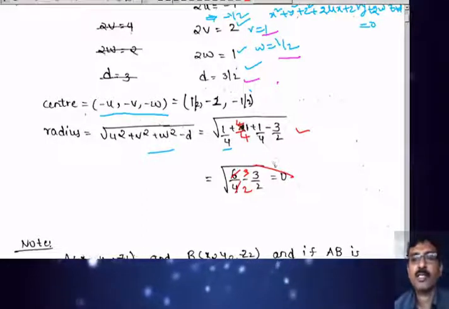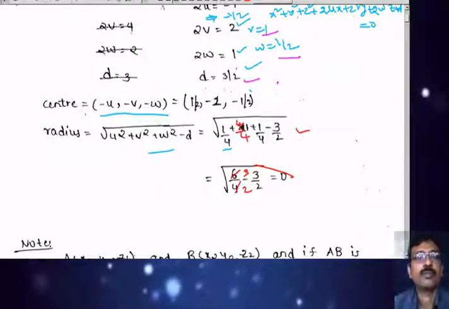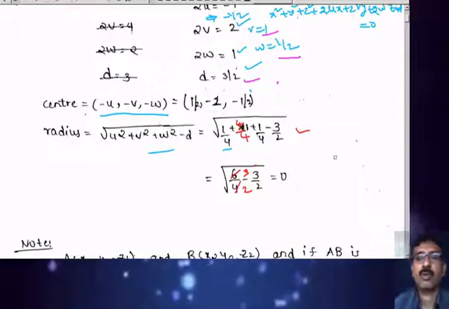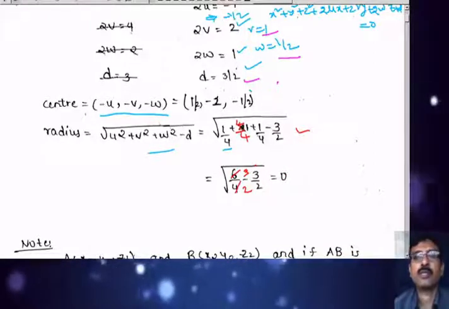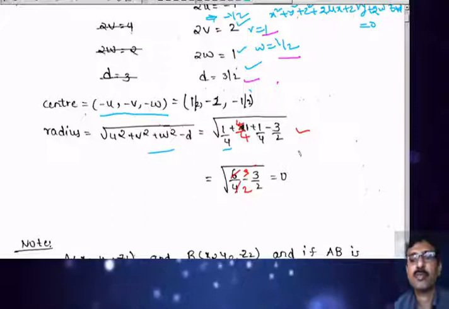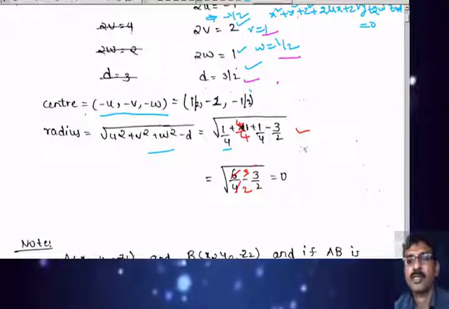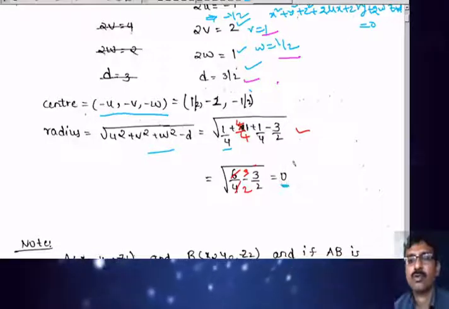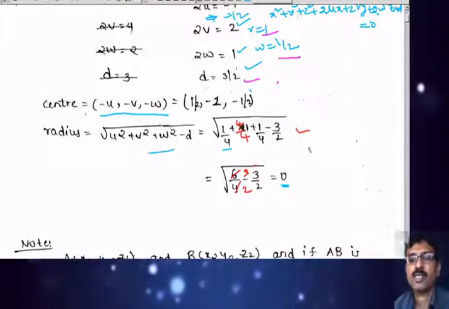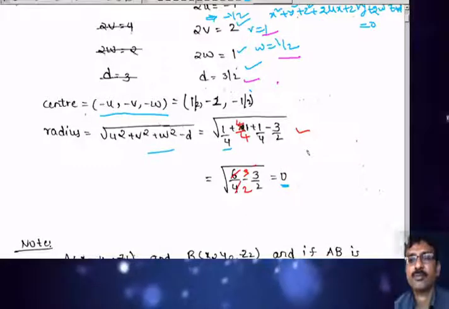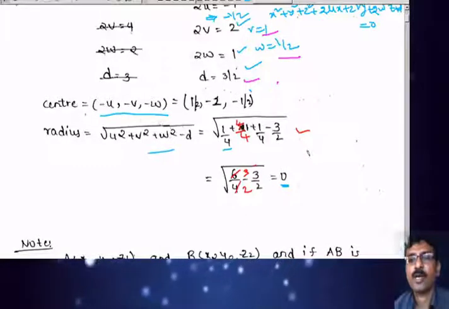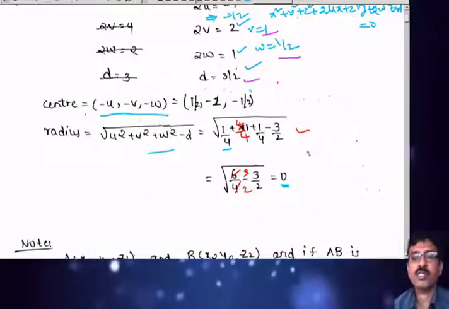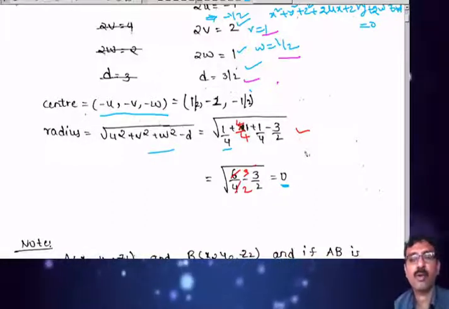Here the radius is 0. So why is the radius 0? Here there is a discussion that a sphere in this space can have radius 0. A sphere with radius 0 is nothing but a point. A point is also a sphere having radius 0. So a radius 0 sphere is nothing but a simple point. That's all.